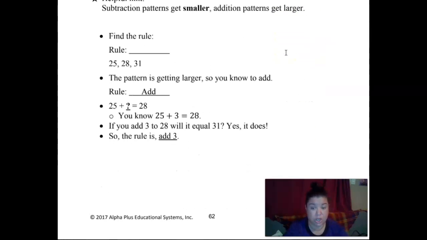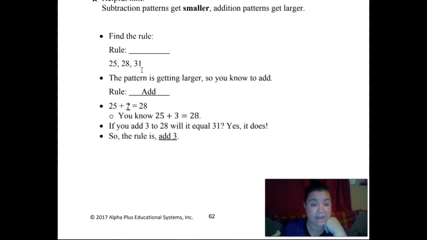All right. So now, this is the hard part. This is the tricky part, guys. We have to find out what the rule is. Oh my gosh, how are we going to do that? So look, we have 25, 28, 31. So the first thing we have to figure out, is it getting bigger or smaller? Then we know if we have to add or subtract.